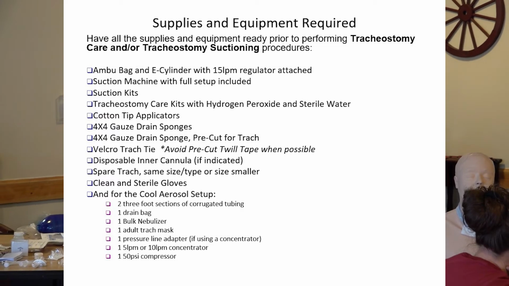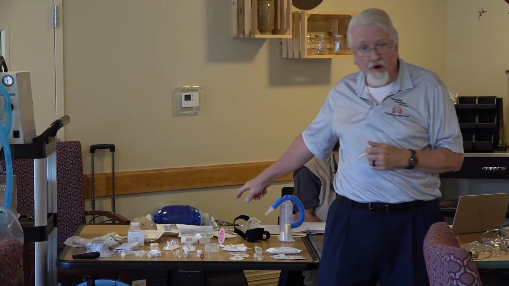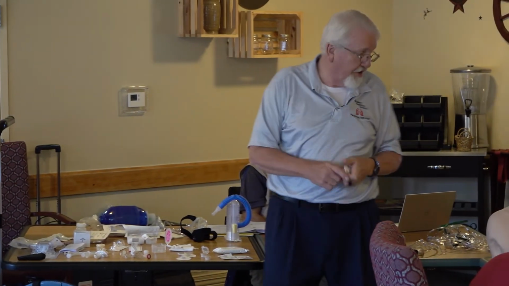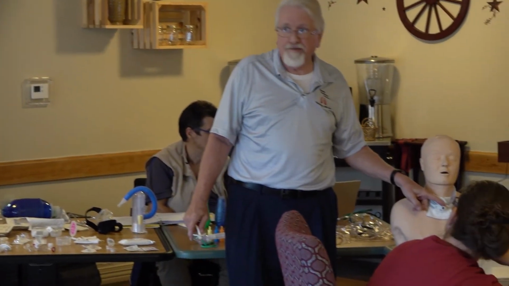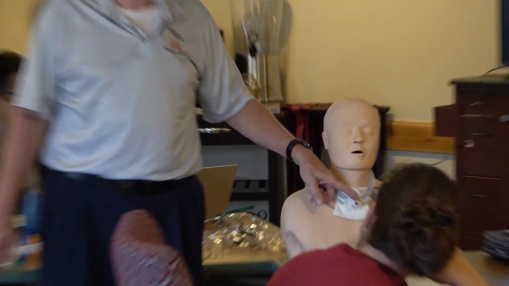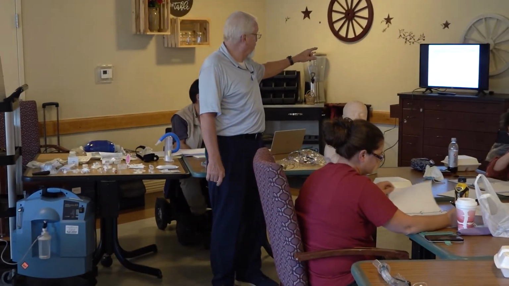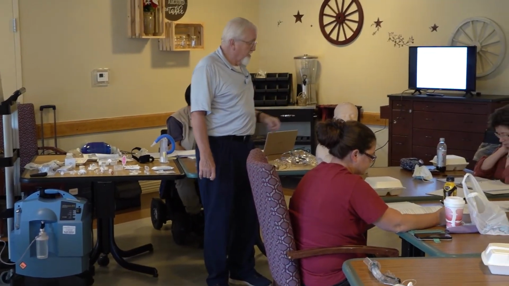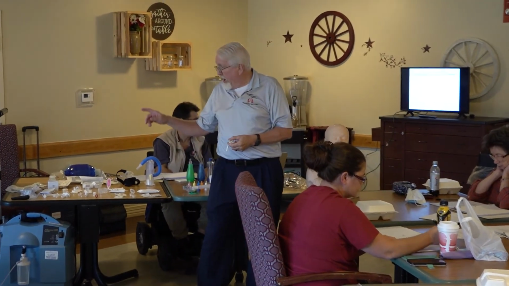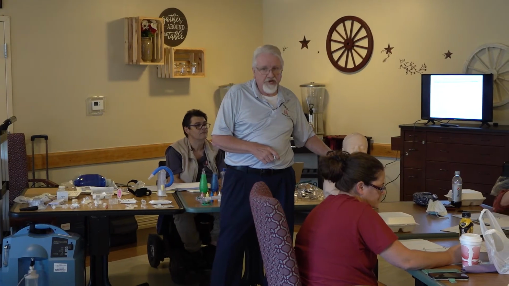Hydrogen peroxide and sterile water. So the important thing about those two items is hydrogen peroxide, you're only going to use in that tray with that kit if you have an inner cannula like Bob has here that has to be cleaned. Okay, you're not going to use any peroxide around the stoma or to clean the patient or anything like that. Okay, you're just going to use sterile water for that purpose.